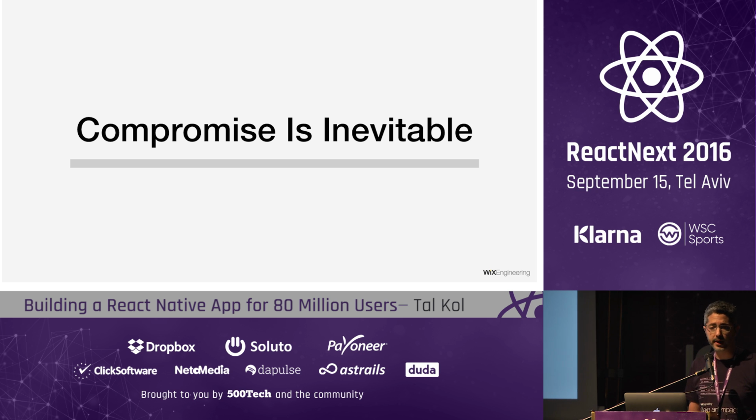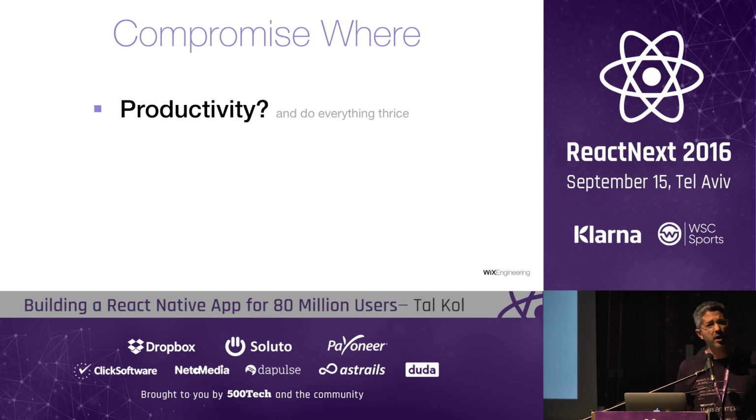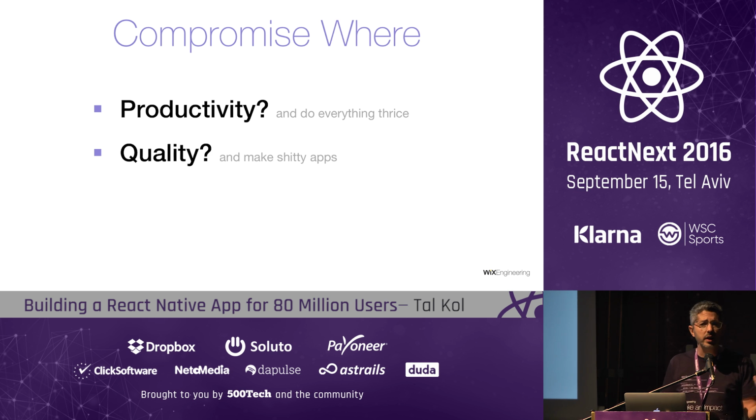So where would you compromise? You could compromise on productivity and just say, let's pay the price and hire 3-fold engineers for everything. And that's insane and expensive, but you could do that. You could compromise on quality and just say, OK, let's just make shitty apps.